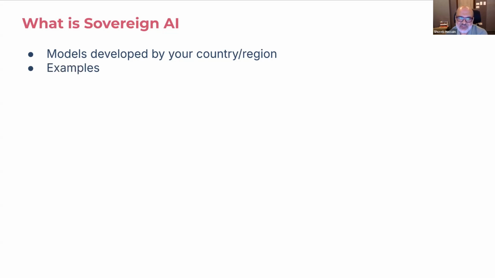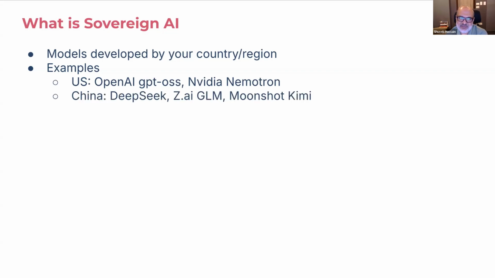Examples of these sovereign AI models: in the US, you have GPT OSS and the Nemotron models from NVIDIA, which are developed by pure US companies. From China, you have models from DeepSeek, Z.AI's GLM models, and the Kimi models from Moonshot. Similarly, in the European Union, you have the French-based Mistral models, which are pretty popular, especially in the EU, and are considered EU-centric. And in India, of course, you have the Sarvam open source models.